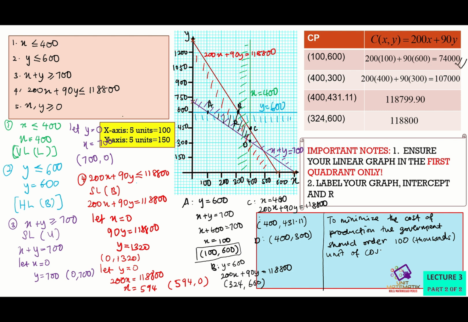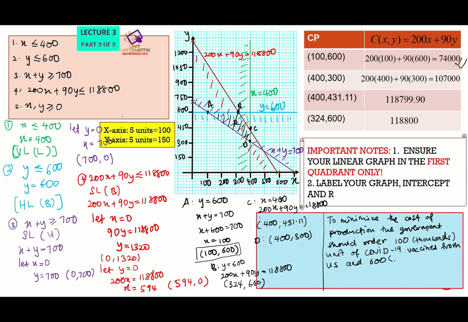Units of COVID-19 vaccines from US, and 600,000 units of COVID-19 vaccines from China. Okay. Therefore, the minimum cost is RM 74,000. So you must put the unit as well, which is the unit is 1,000.